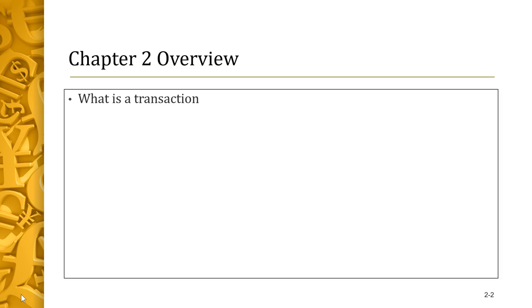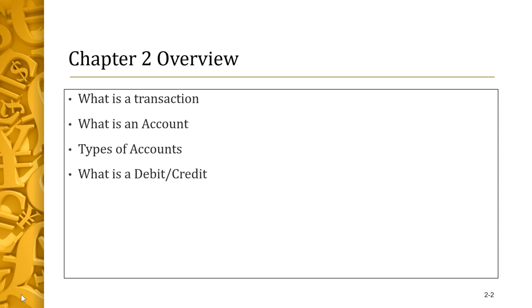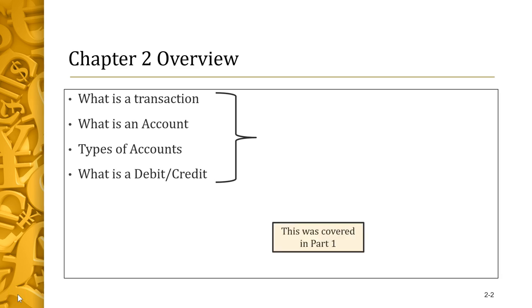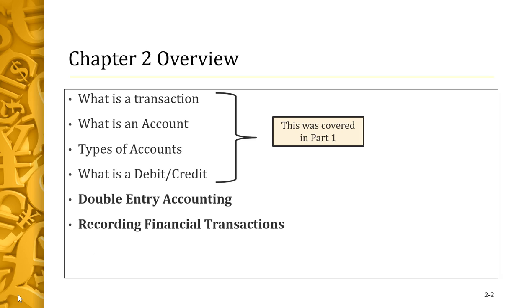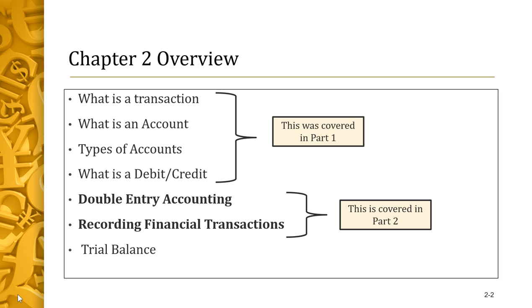We've already talked about what is a transaction, what is an account, types of accounts, and the debits and credit philosophy. Ground rules. That was Part 1. So if you don't know that, go back to Part 1. This is Part 2. We're going to do double entry accounting and record financial transactions along with posting them. That's what this part is going to cover. And then Part 3 is going to cover the trial balance and some examples.